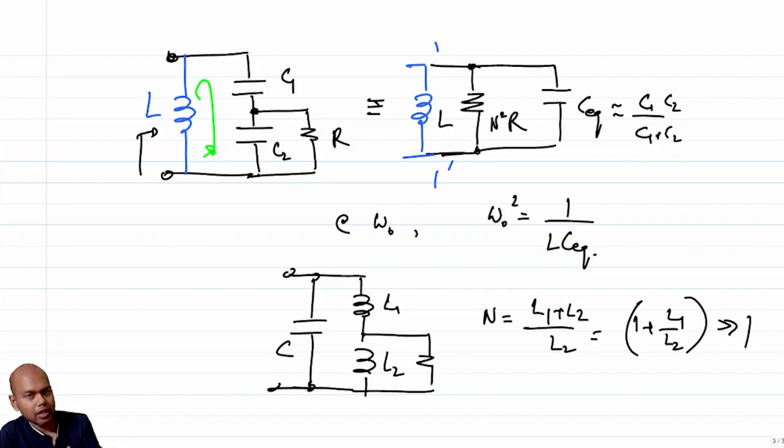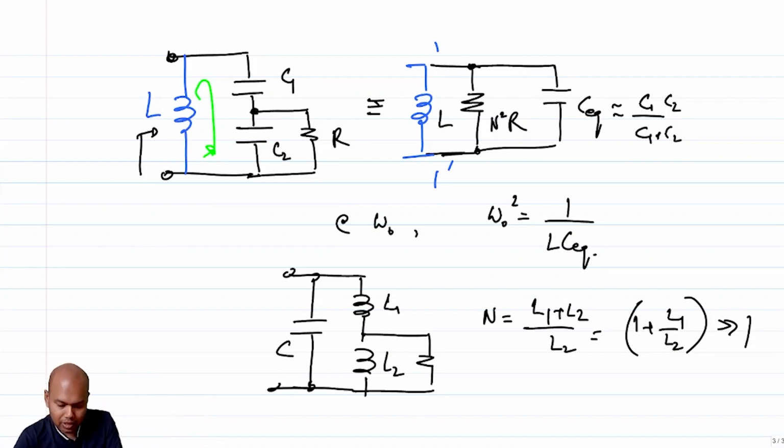It cannot be like 1.2, right? It has to be like 3, 4 or something like that. If that is the case, then N squared R becomes multiple times of R, and hence you get good enough up conversion. Okay, fine. So this is as far as stepping the voltage, stepping the resistance up is concerned.